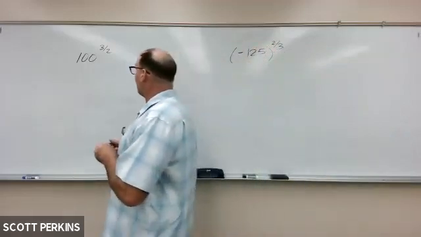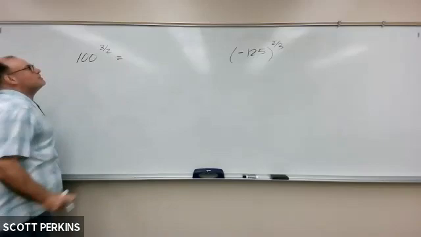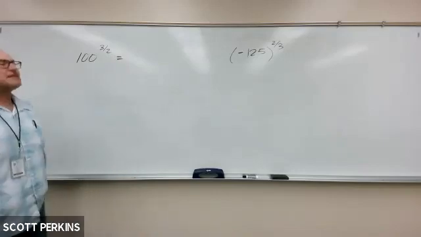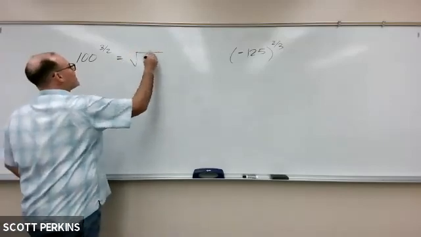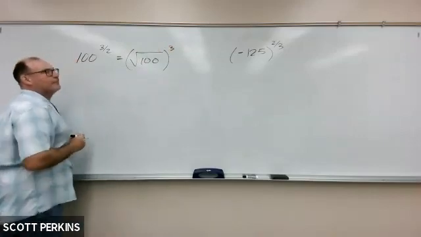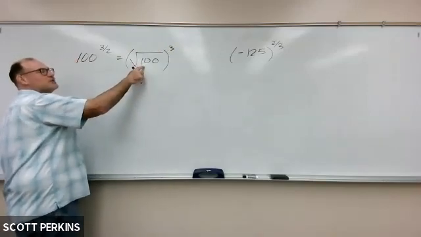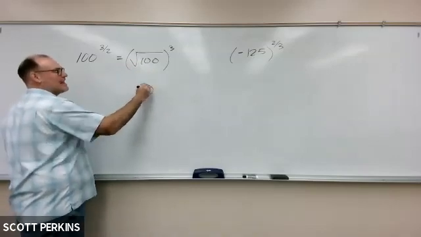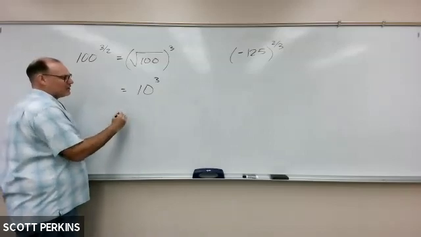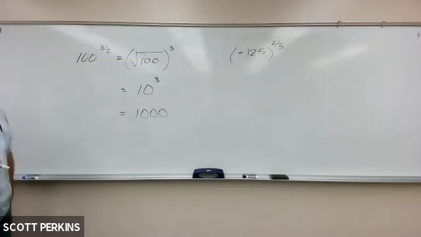All right, the first one, 100 to the 3/2 power. Which number, the 3 or the 2, becomes the index of my radical? 2. It's always the denominator. So it's going to be the square root of 100. Then raise that to the 3rd power. So the square root of 100, what times itself 2 times gives you 100, and that's going to be 10. And then 10 raised to the 3rd power, your calculator will tell you that that is 1,000. 10 times 10 times 10.